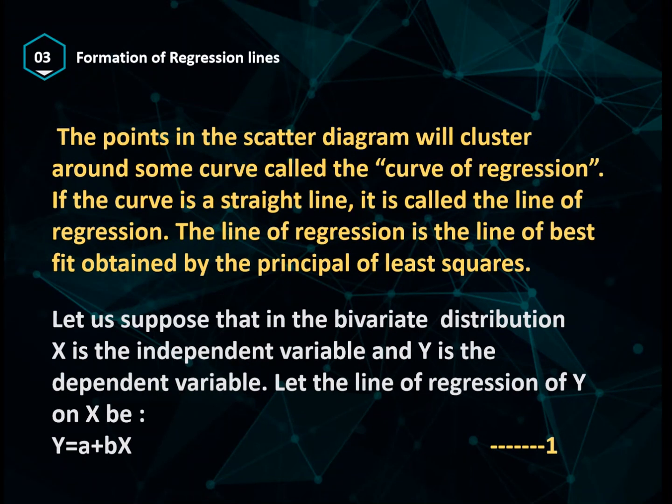The points in the scatter diagram will cluster around some curve called the curve of regression. If the curve is a straight line, it is called the line of regression. The line of regression is the line of best fit obtained by the principle of least squares. Here I want to explain two things to you. One is what is a scatter diagram, and the other is what is the least squares method and what do you mean by the principle of least squares.